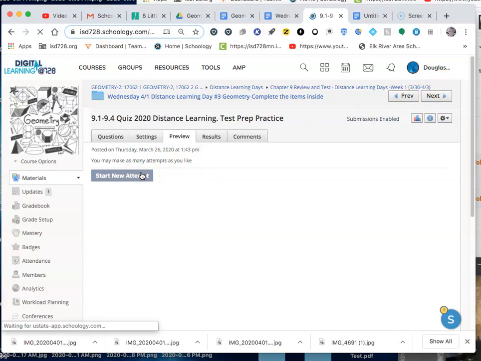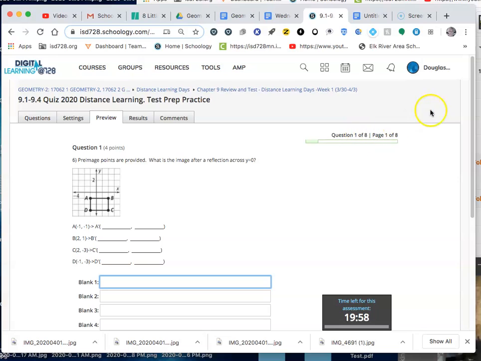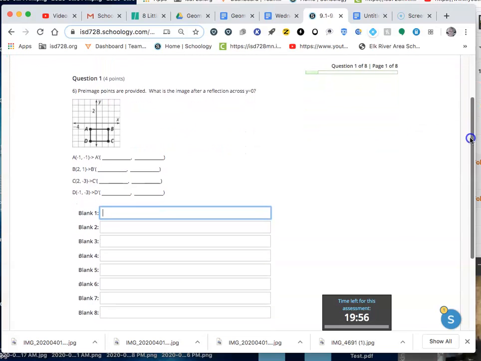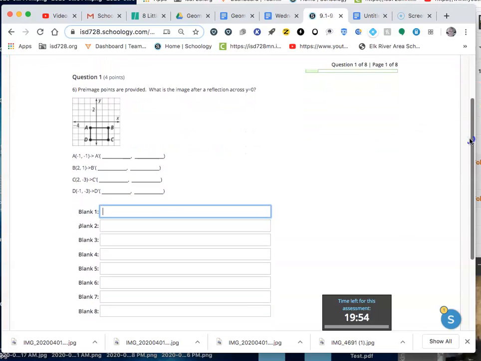Okay, I'm going to try to do this, and maybe I should do it a different way, but we'll see. We're going to reflect these points across the y equals 0 line. A y equals 0 line is a horizontal line. It crosses the x-axis. Y equals 0 is the equation for the x-axis.